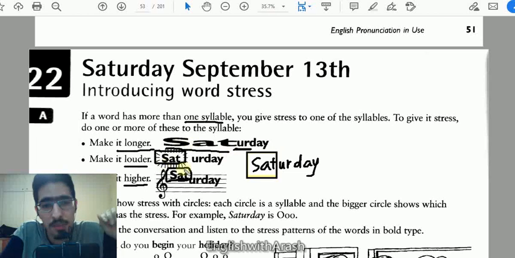So in summary, let me say it. Number 1, you make it longer. Saturday. Number 2 is louder. Saturday. Number 3 is higher. Saturday. You just say it at a higher pitch.